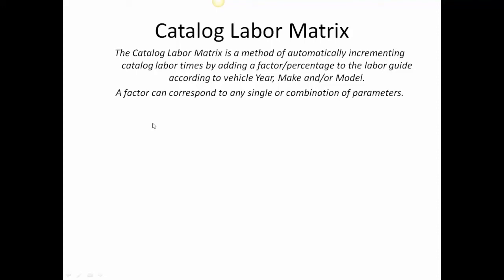Catalog labor matrix, the last item we'll talk about today. This is a brand new feature to the .NET software. The catalog labor matrix is a method of automatically incrementing catalog labor times by adding a factor or percentage to the labor guide according to the vehicle year, make, and or model.